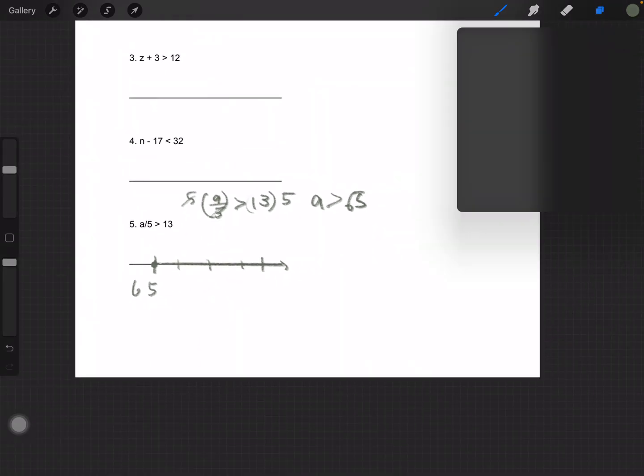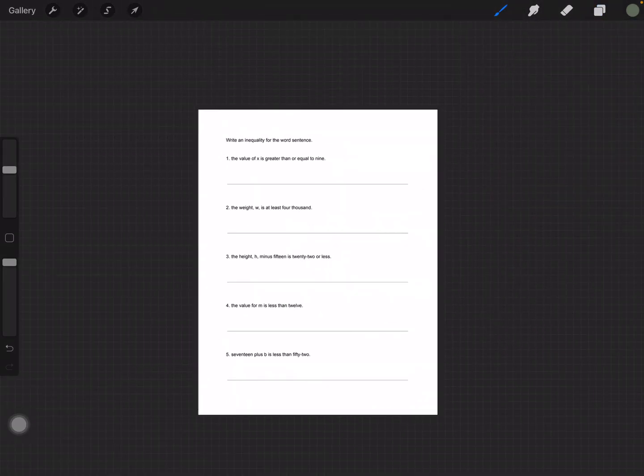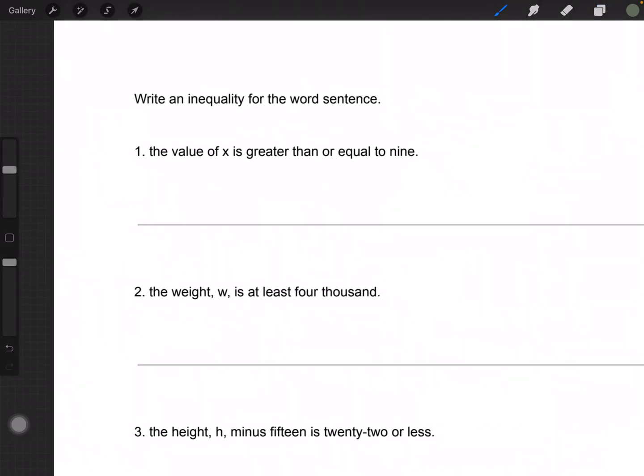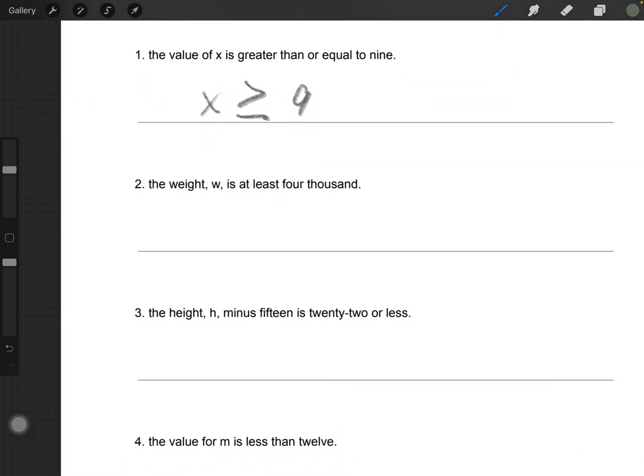Okay. Next worksheet we have is write an inequality for the word sentence. So the value of x is greater than or equal to 9. Greater than or equal to 9. The weight w is at least 4,000. So it could be equal to 4,000 or greater than. So greater than or equal to 4,000.